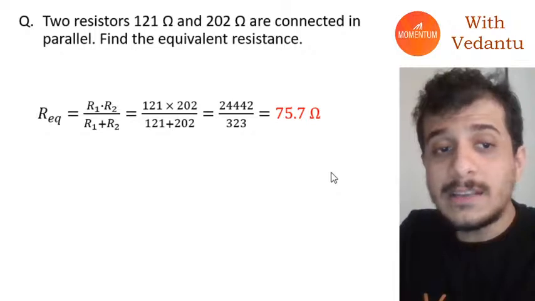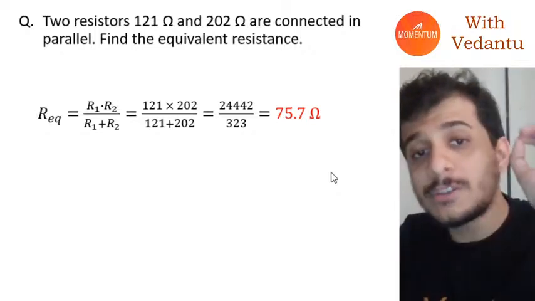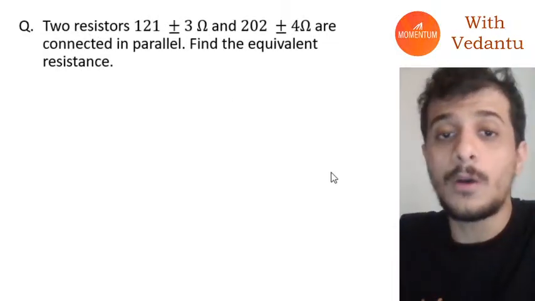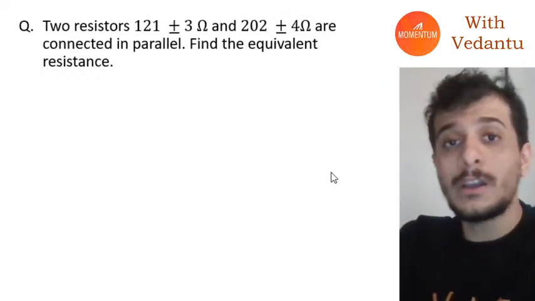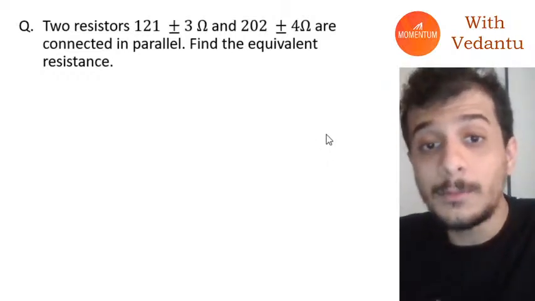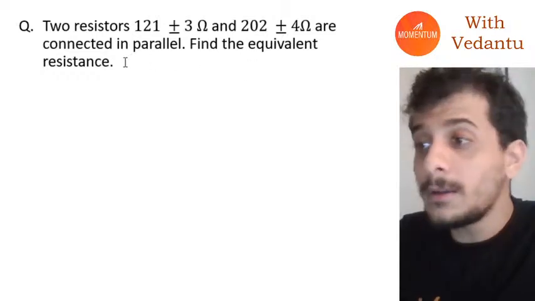Now, next question is a regular question on JEE. So let's do that. I have two resistors now. The first resistor is 121 plus minus 3. The second resistor is 202 plus minus 4 ohm, which are connected in parallel. I have to find the equivalent resistance.